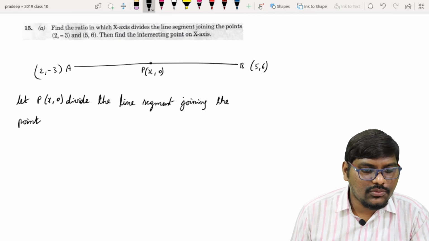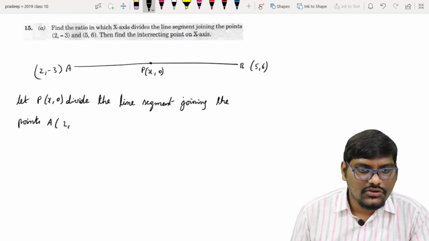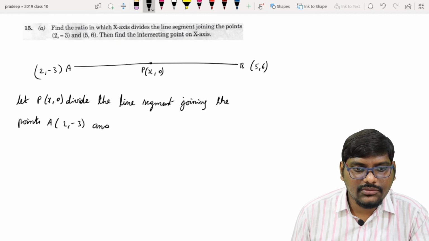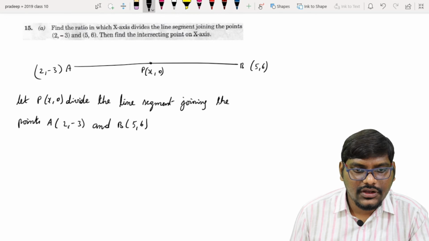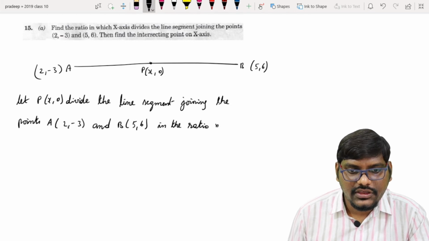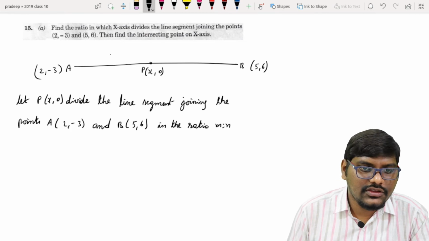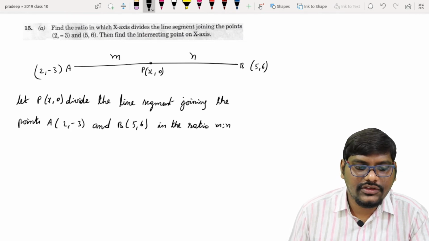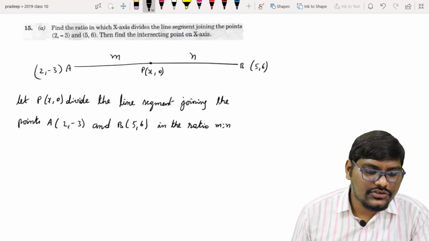Joining the points. What are the 2 points? That is A, 2 comma minus 3, and what about B? That is 5 comma 6. Alright, so they are in the ratio. We'll take that ratio as m is to n. Let's say this ratio as m, this ratio as n. Alright, so let's try to solve.